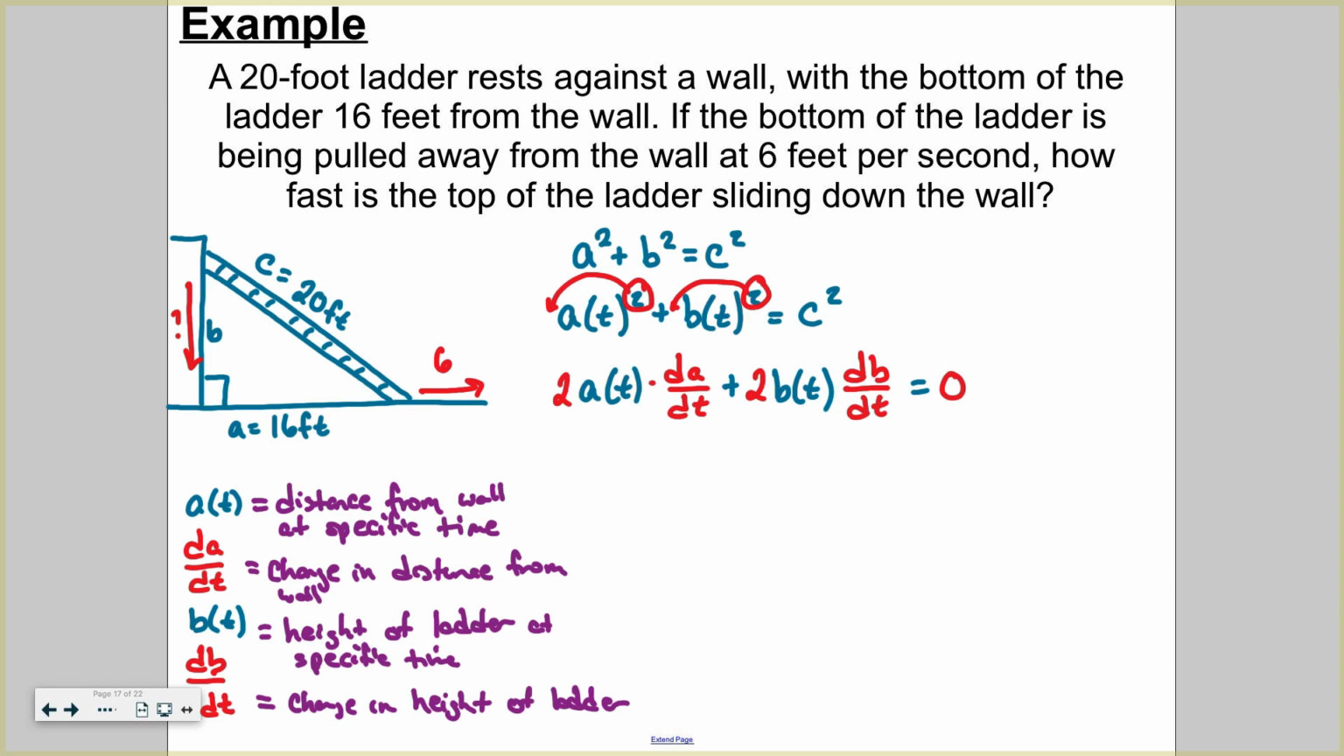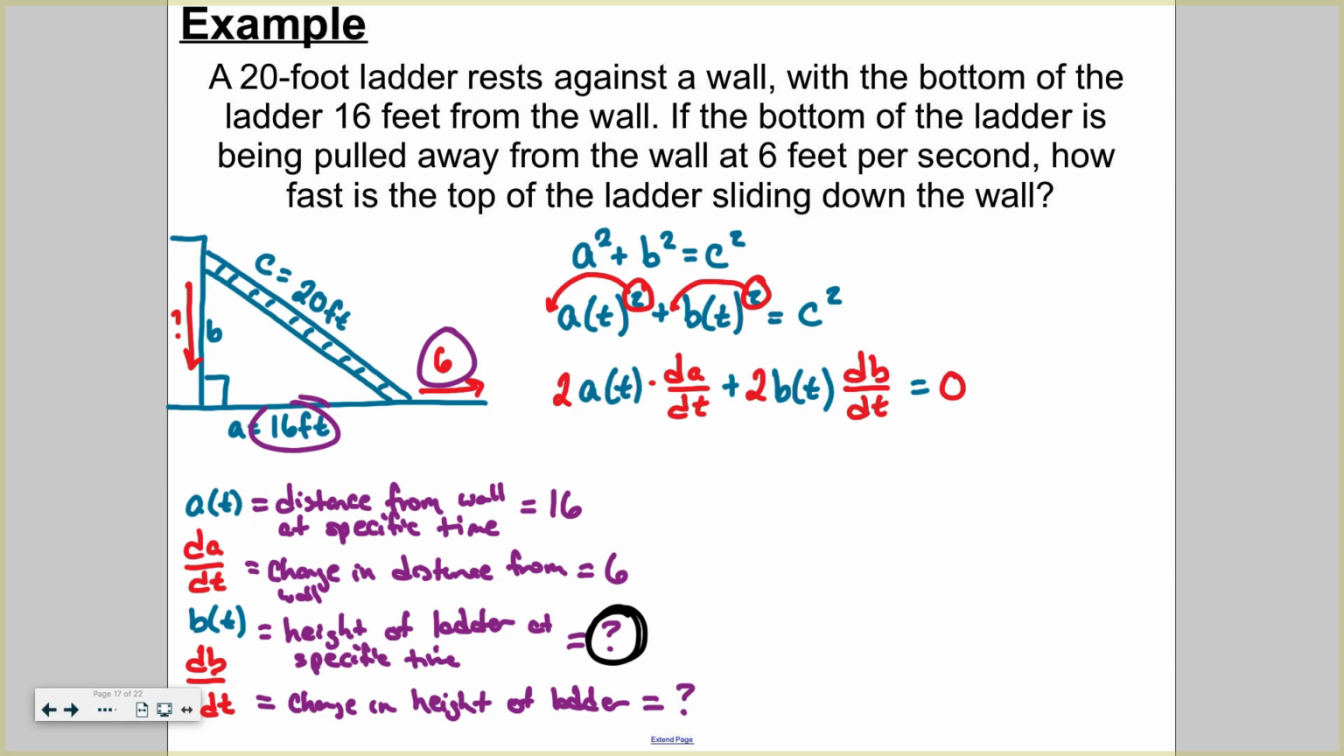Alright, so what do we know? We know that A of t is going to be 16. We know that dA over dt is moving away at a rate of 6 feet per second. However, we don't know the height of the ladder, and we don't know the change in the height of the ladder. However, we're trying to find the change in the height of the ladder. So the only variable that we're missing is the height of the ladder at a specific time. So how do we figure out what that is?